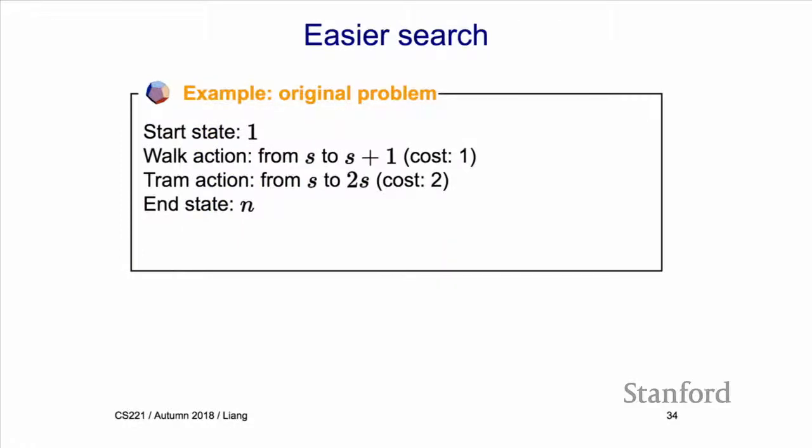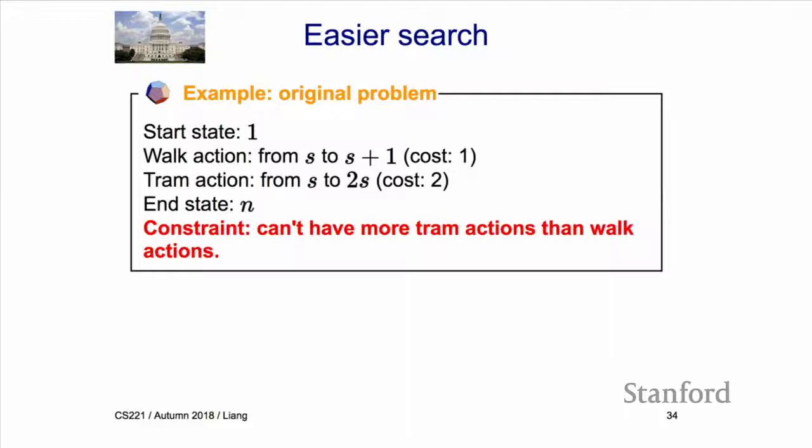We can also look at this tram problem that we were looking at earlier. This is the same problem that we had before, but suppose now that you have one extra constraint, which is you can't have more tram actions than walk actions. So we saw this sort of problem in a quiz earlier. You have to actually augment your state with a little bit of extra information to make sure you balance out the tram and walk actions.